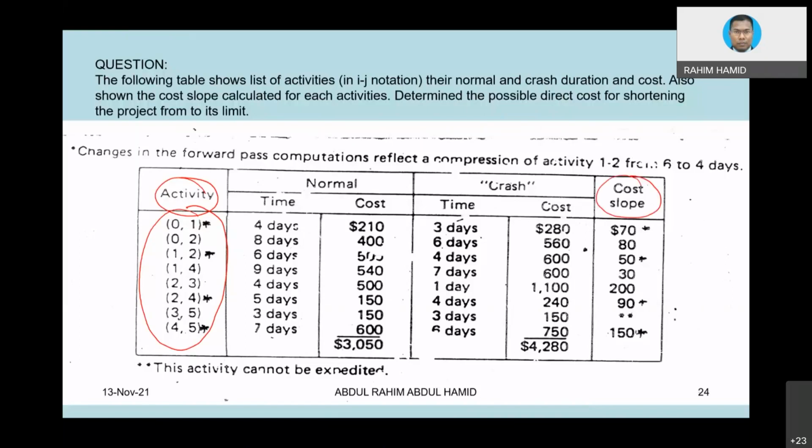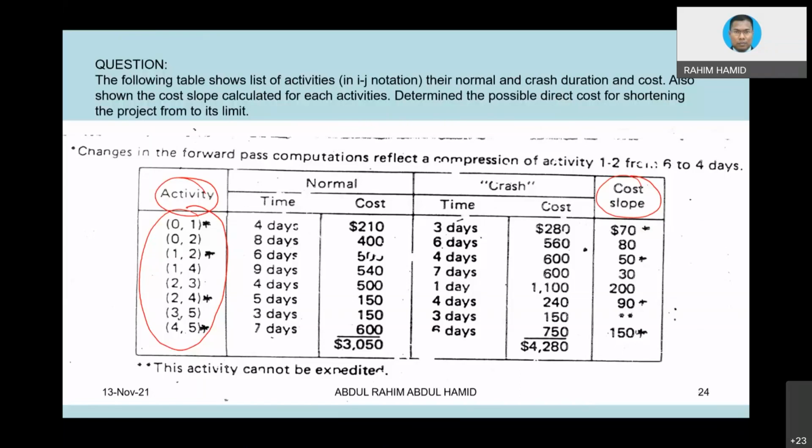Sometimes the question might not give you the cost slope. You are the one that should calculate it. But the cost slope is very easy. How to calculate the cost slope? First thing first, remember the cost slope definition is the difference between the crash cost and the normal cost. So you take the bigger cost minus the smaller cost, divided by the bigger duration minus the smaller duration. As simple as that.